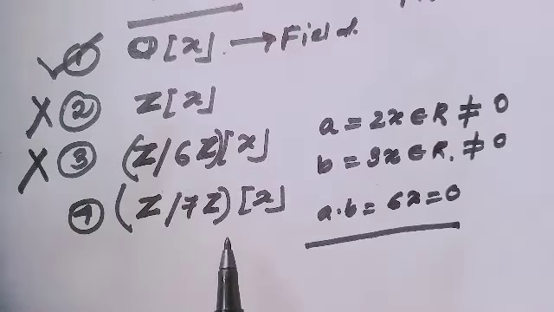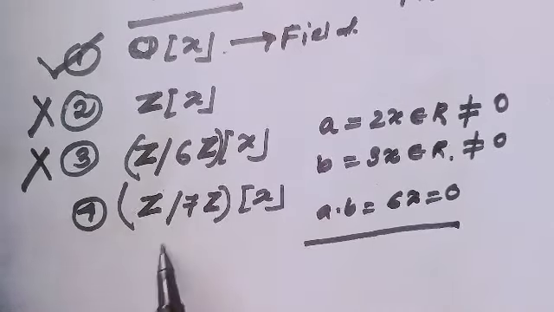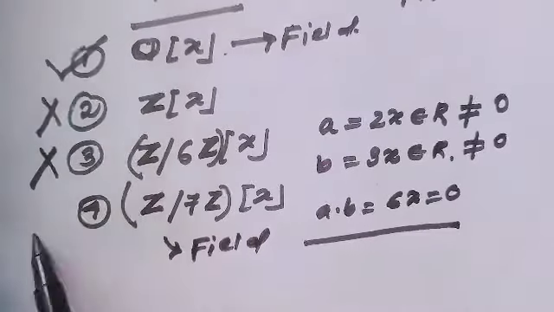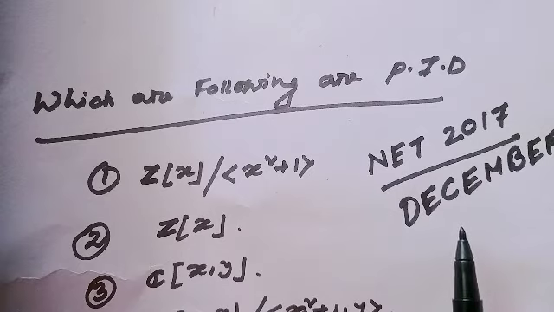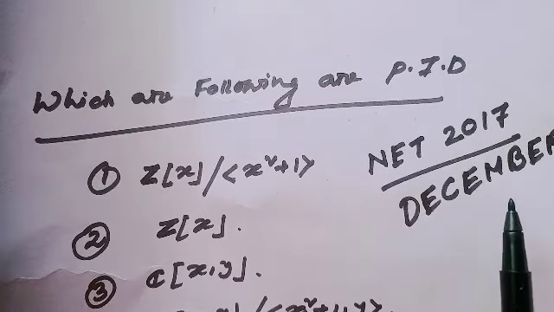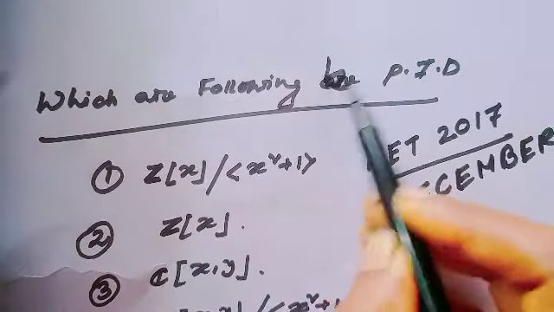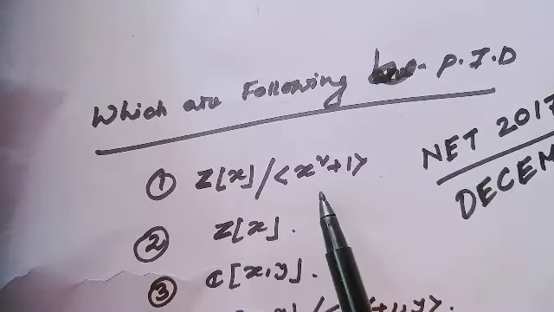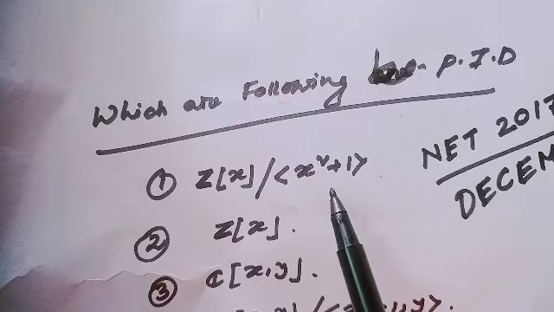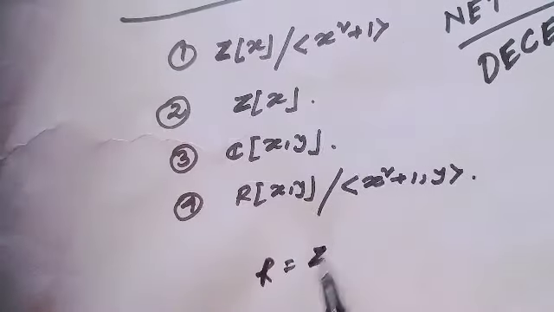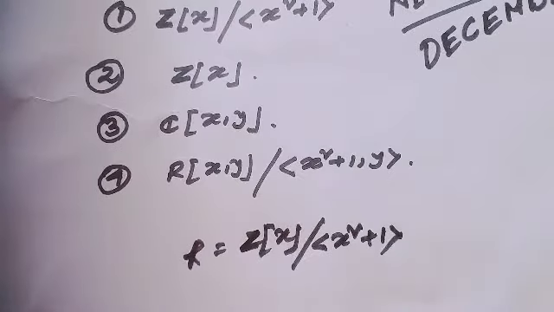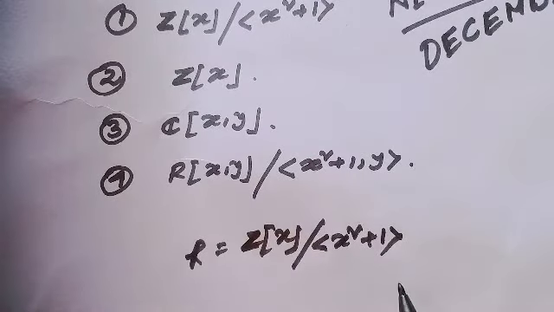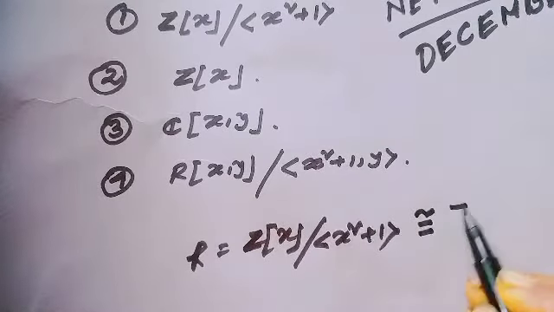And fourth example is obviously Z mod 7Z [x], which is a field, so obviously this is a P.I.D. Are you getting the idea of the P.I.D.? I will see a similar type of example which came in CSIR NET December 2017. The question is, which of the following is a P.I.D.? The first option, Z[x] modulo x squared plus 1. At first see the first option. Here the ring is Z[x] modulo x squared plus 1. And we all know, by the first isomorphism theorem, this is actually isomorphic to Z[i].